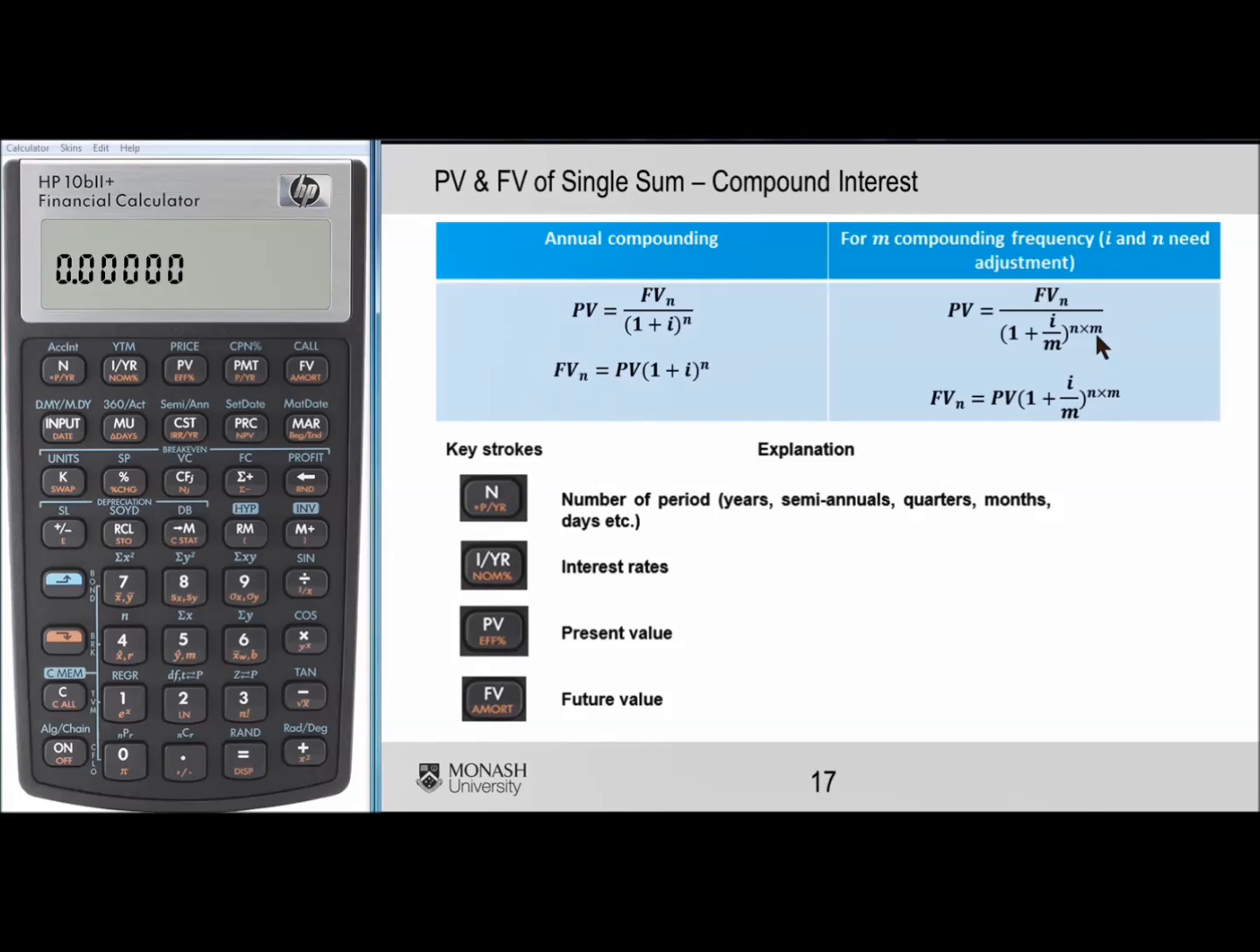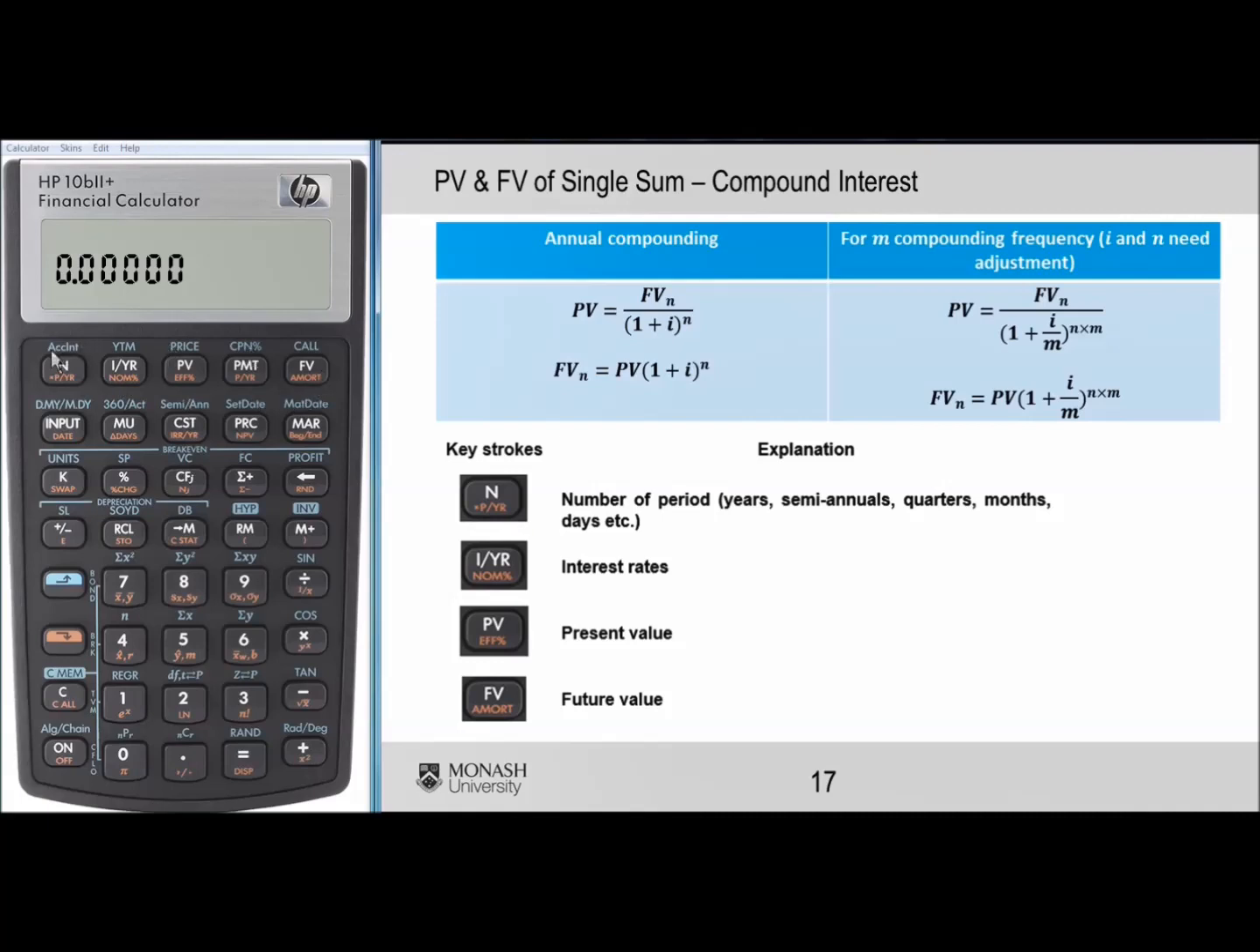In our calculator, we are going to use these buttons. N represents the number of periods. It can be years, semi-annuals, quarters, months, days, etc., depending on the compounding frequency. I/YR represents interest rate. PV stands for present value. FV stands for future value. And they are located right at the top row of our calculator.